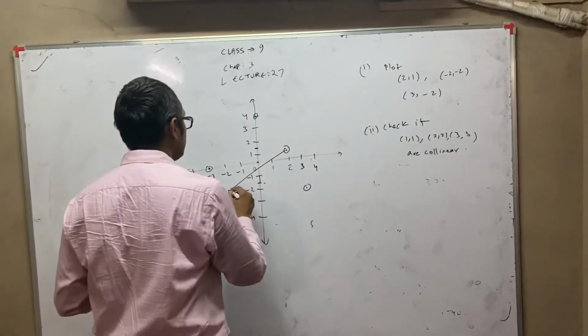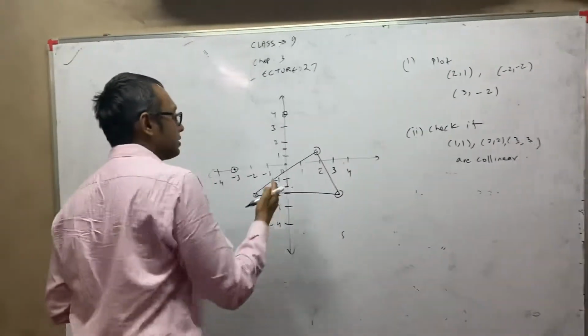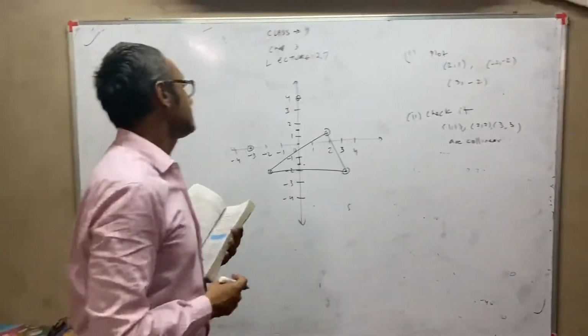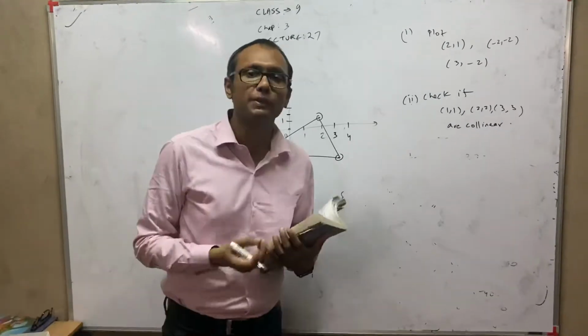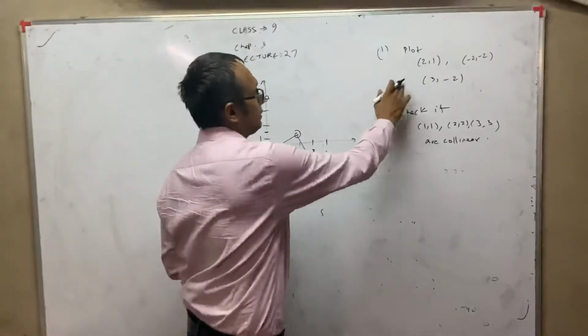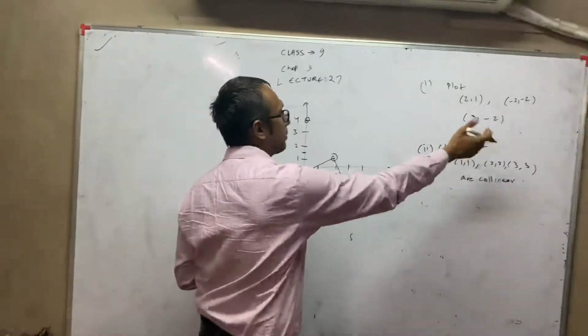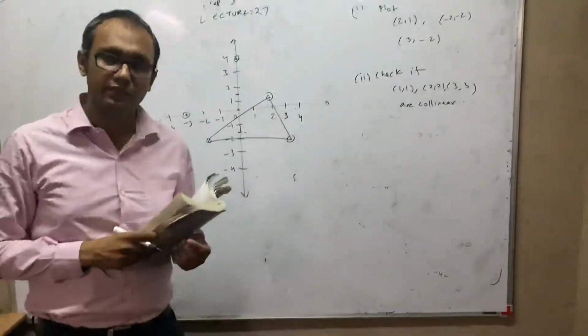So when you join the lines, in this question you get a triangle. Sometimes you may get 4 points, and in that sometimes you get a square, sometimes you get a rectangle. So this type of question will come, plot the points and tell which type of figure it is.